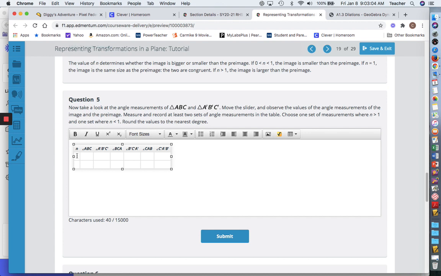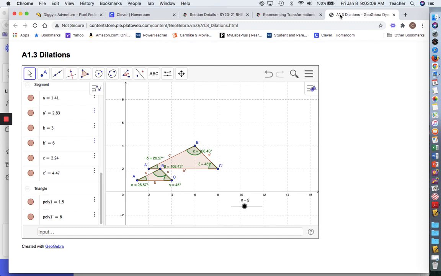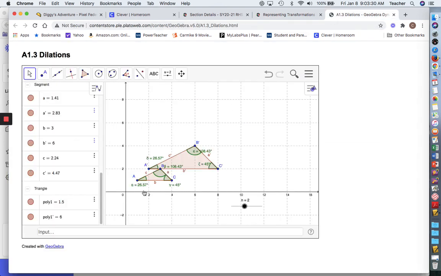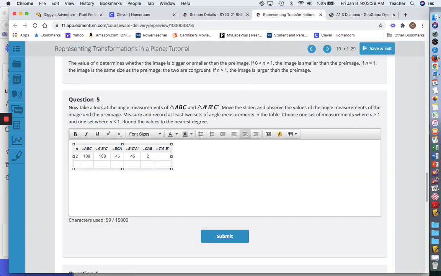okay, I said n was 2. So let's see. Angle B was 108 because that's the letter in the middle. Angle B prime was also 108. All right, angle C. C was 45, so C prime will be 45. A was that 27? So A was 27. I'm just rounding here if you're wondering. It says to the nearest degree. All right, so you guys kind of get the idea.